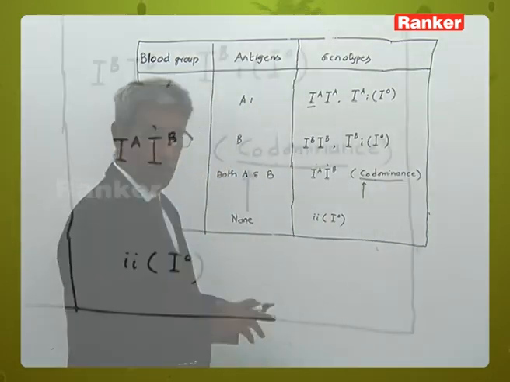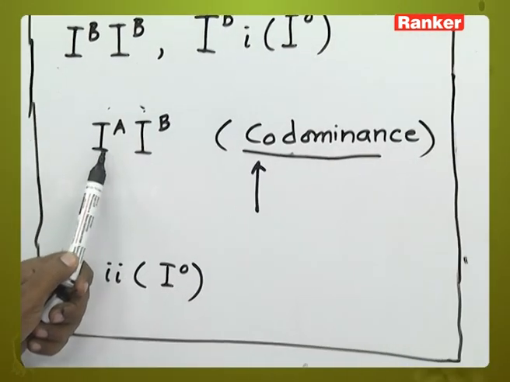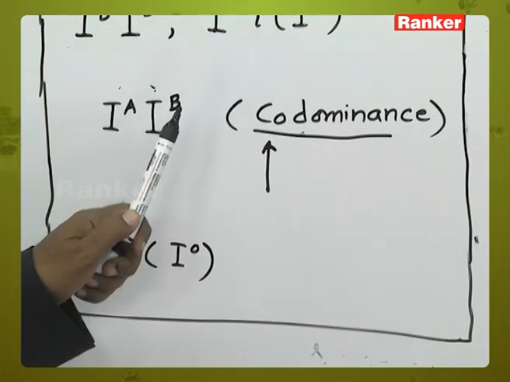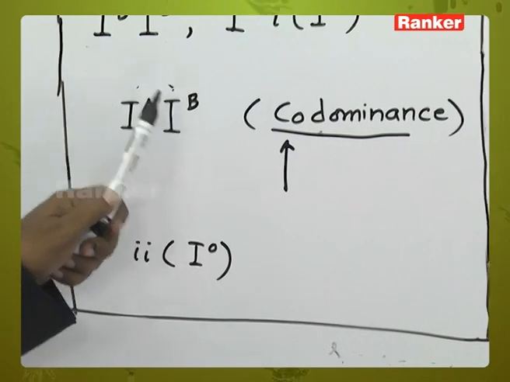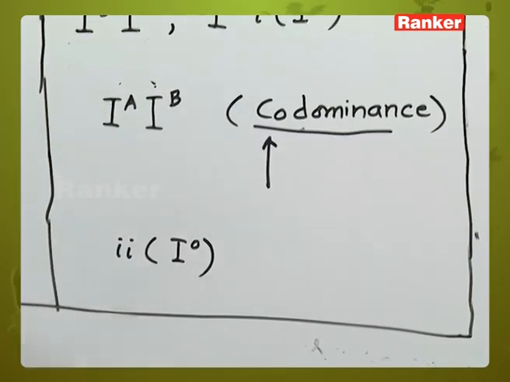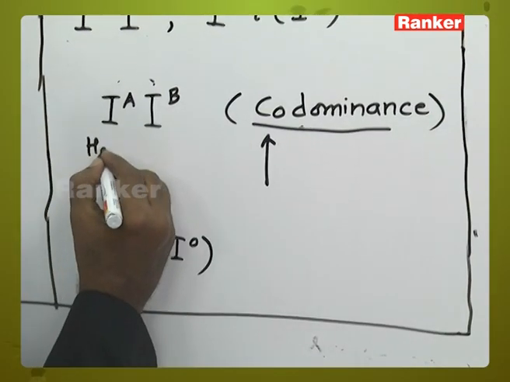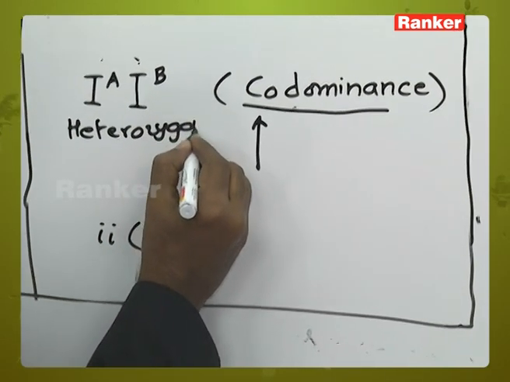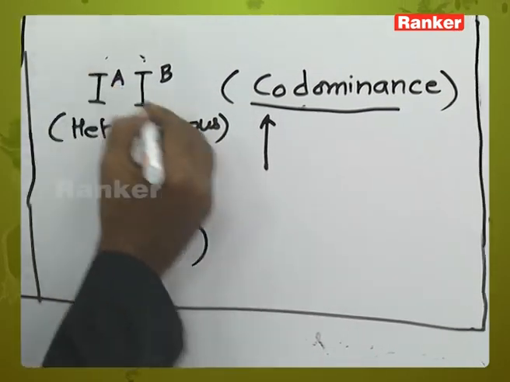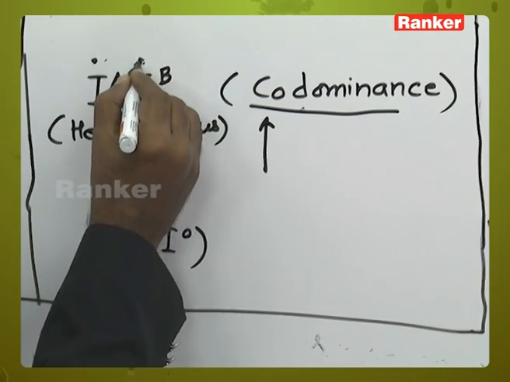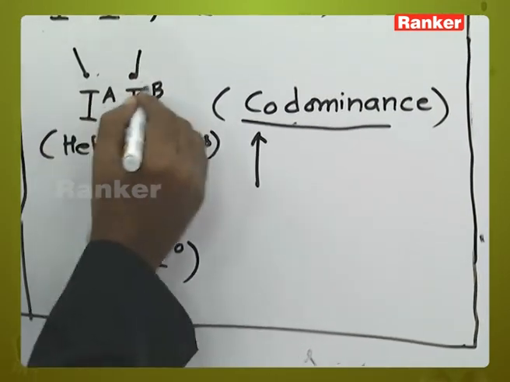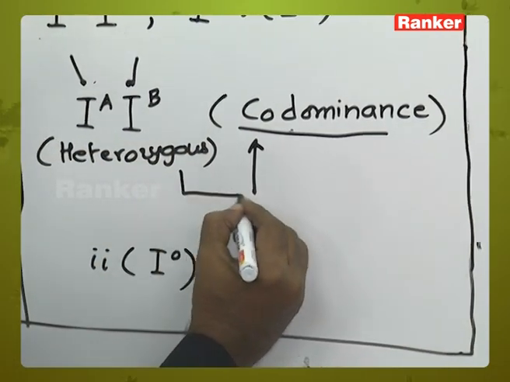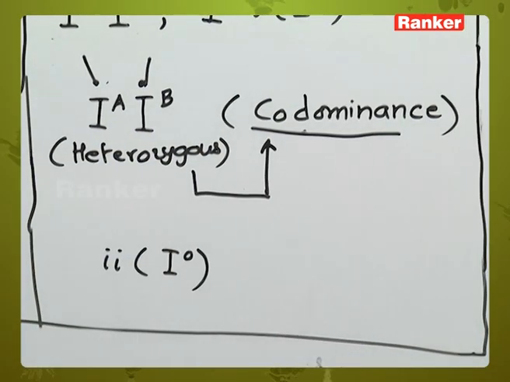Codominance. So we find that in codominance, you have an IA and an IB. Both the alleles of a gene express themselves in the heterozygous condition. So this is the heterozygous condition, and you have both the alleles. This is one allele and this one is the second allele. Two alleles expressed together in the heterozygous condition, and you call this sort of condition codominance.